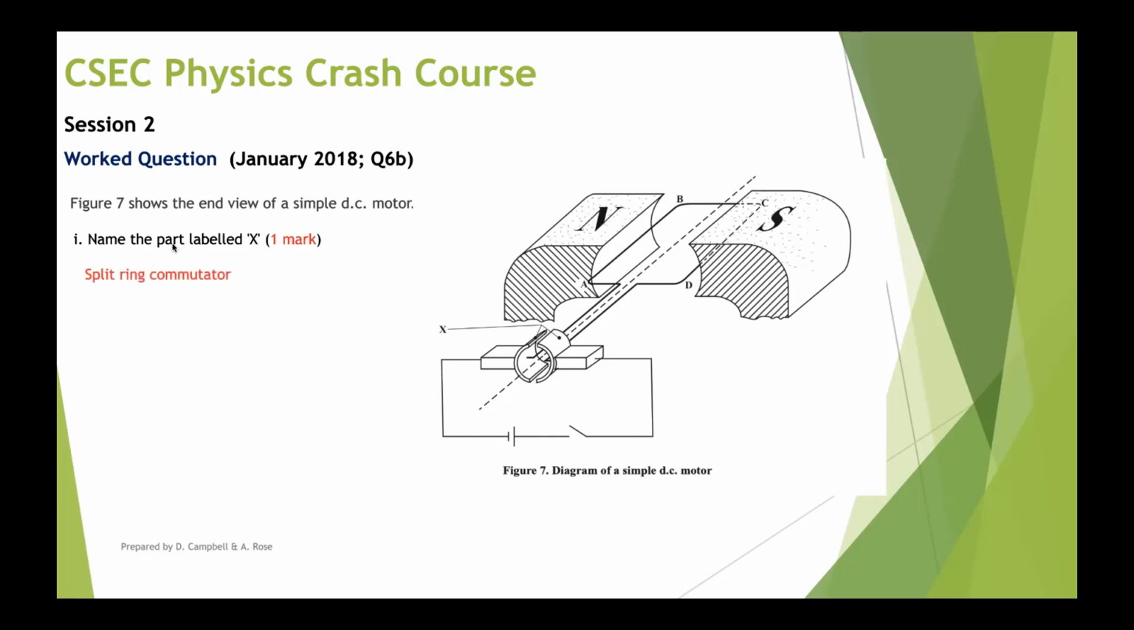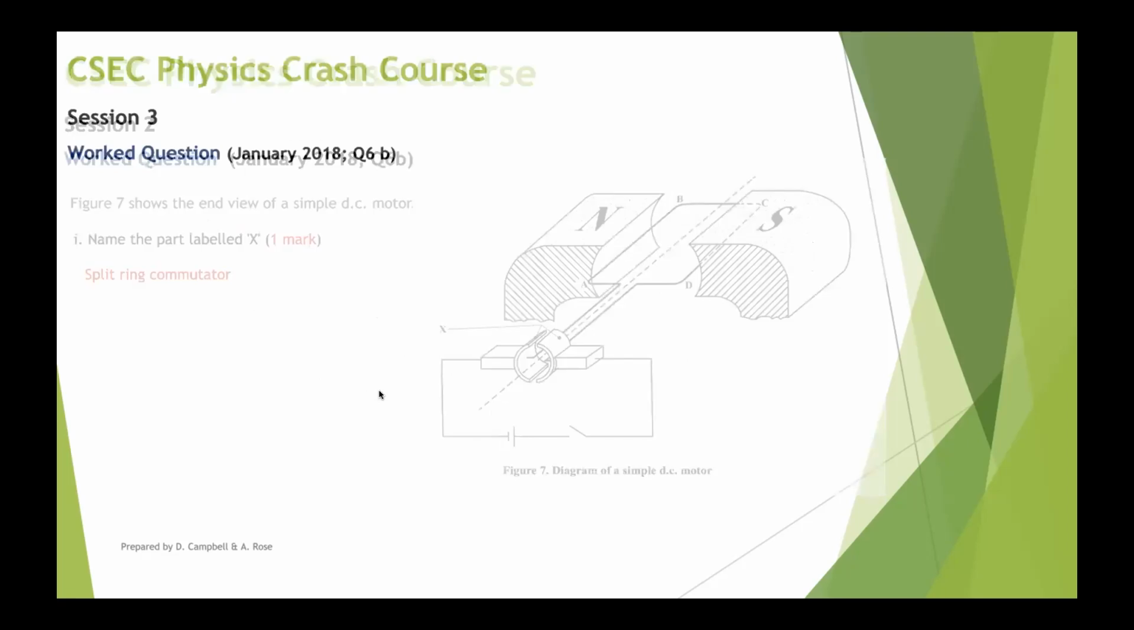The first part asks for us to name the part labeled X, which is right here. You can see that this is a split ring commutator. It is responsible for ensuring that the shaft keeps turning in the right direction each time as the current reverses, as the force reverses.